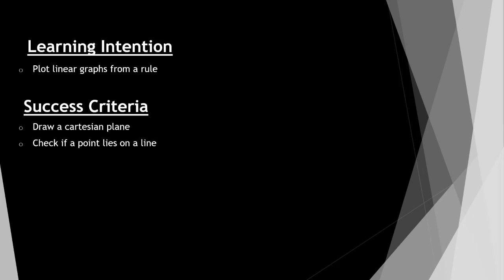So in this lesson, we're going to learn what a rule is and how it relates to the graphs that we've seen so far. And we're also going to check if a point lies on a line. So hopefully by the end of this video, you'll be able to tick off the 2 success criteria.